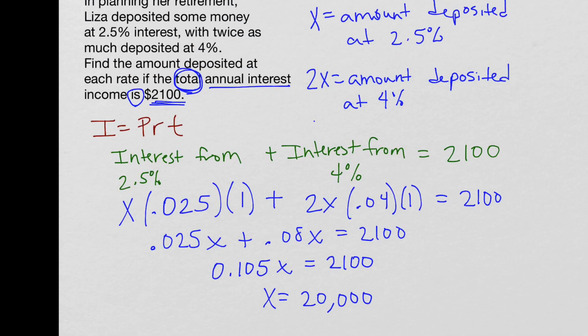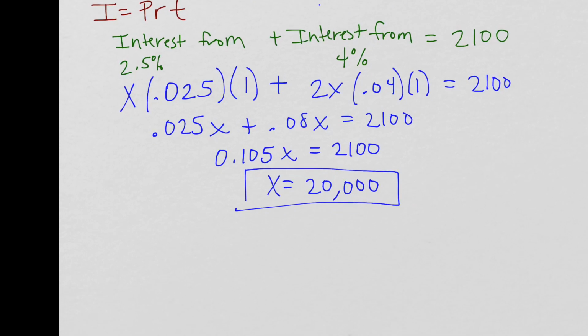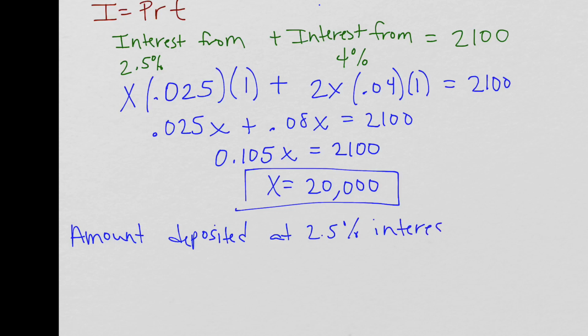Now remember, X is representing the amount deposited at 2.5%. So we can say that $20,000 was deposited at 2.5% interest. Twice as much was deposited at 4%. So the amount deposited at 2.5% interest was $20,000.